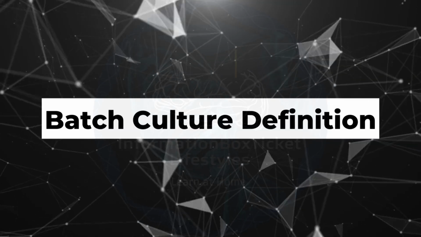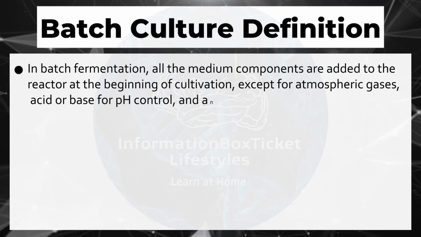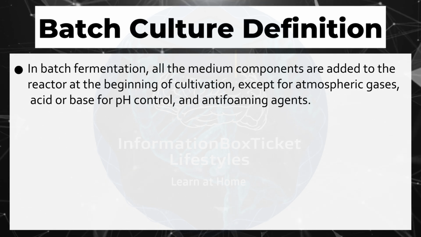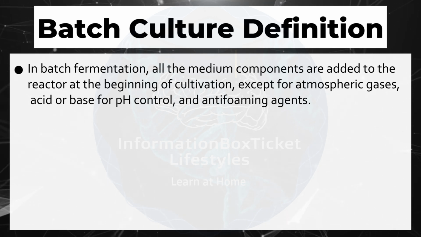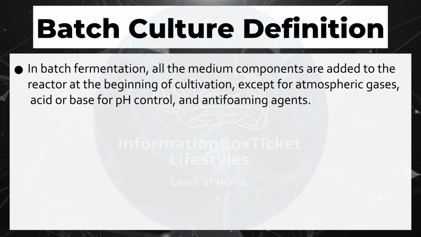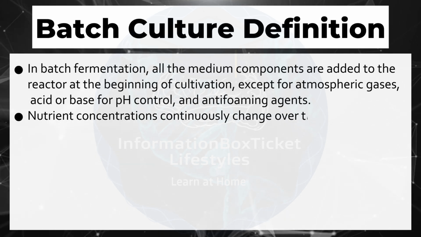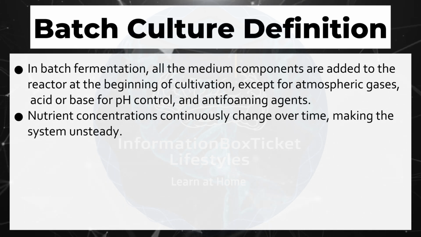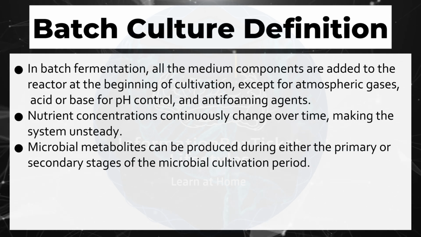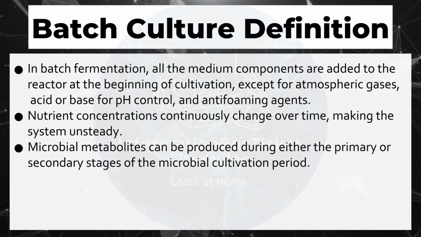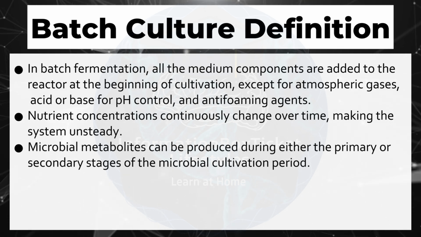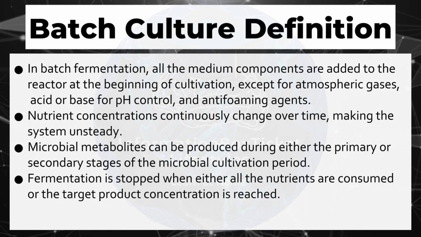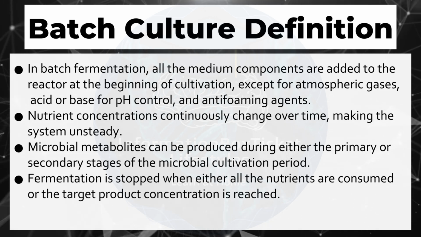Batch culture definition. In batch fermentation, all the medium components are added to the reactor at the beginning of cultivation, except for the atmospheric gases, acid or base for pH control, and anti-foaming agents. Nutrient concentrations continuously change over time, making the system unsteady. Microbial metabolites can be produced during either the primary or secondary stages of the microbial cultivation period. Fermentation is stopped when either all the nutrients are consumed or the target product concentration is reached.